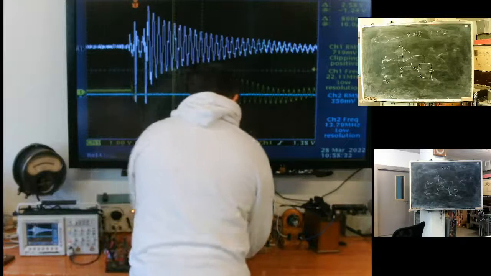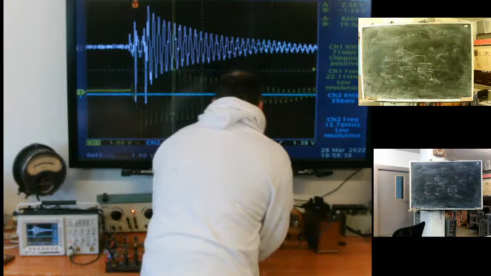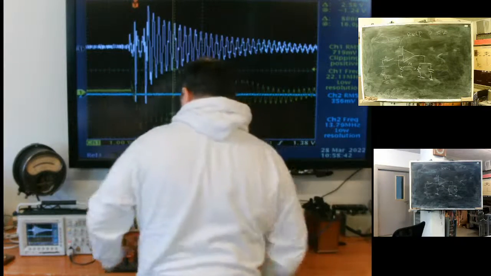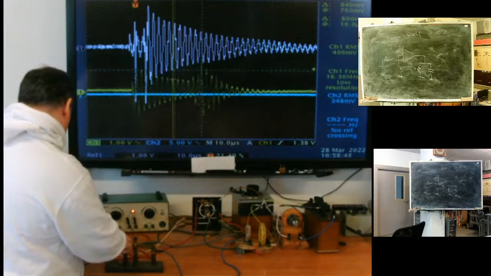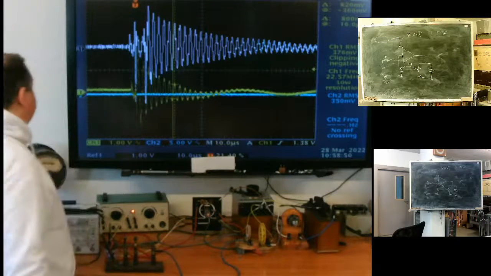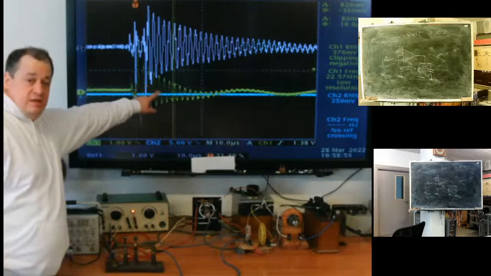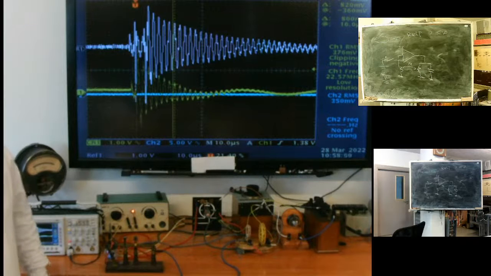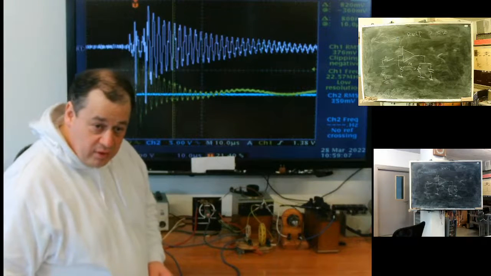Now, let's put our coils close to one another. I have increased negative coupling. You see the effect? Oscillations decay much faster. Negative return makes the system more stable and more linear.